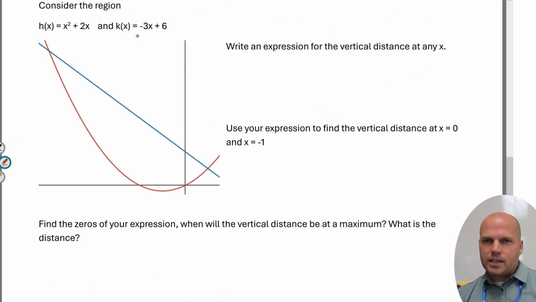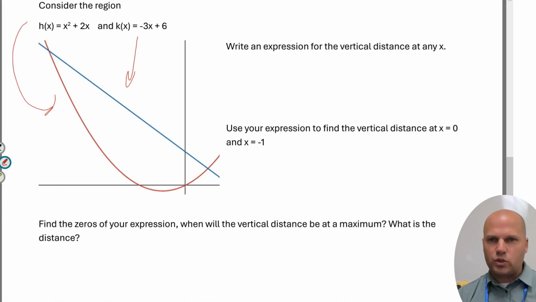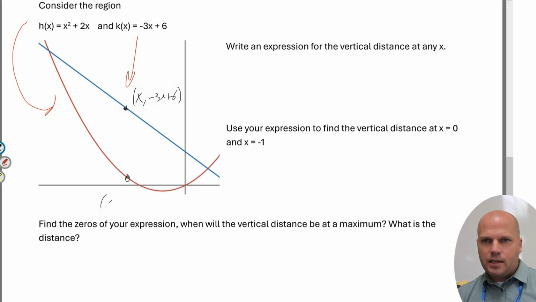Okay, we got 3x minus 6, and we have x squared plus 2x. I don't know which one's which. It's like the line doesn't have the x squared. Boom. And we want to go straight to the vertical distance. So I got negative 3x plus 6, and I got x squared plus 2x.